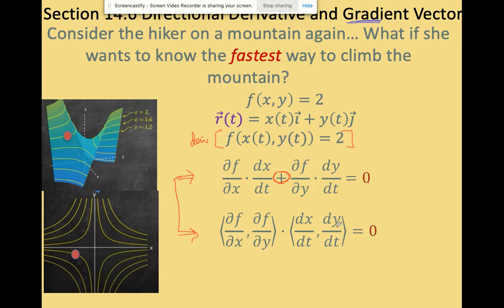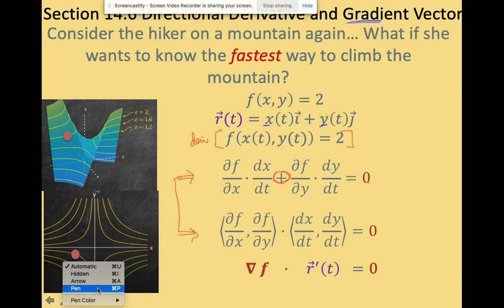What is this? This is the rate of change of x with respect to t, rate of change of y with respect to t. Hey, where do I have x and y? Oh, I called that r. So what must this be? Oh, snap. The gradient vector dotted with the, what is this?